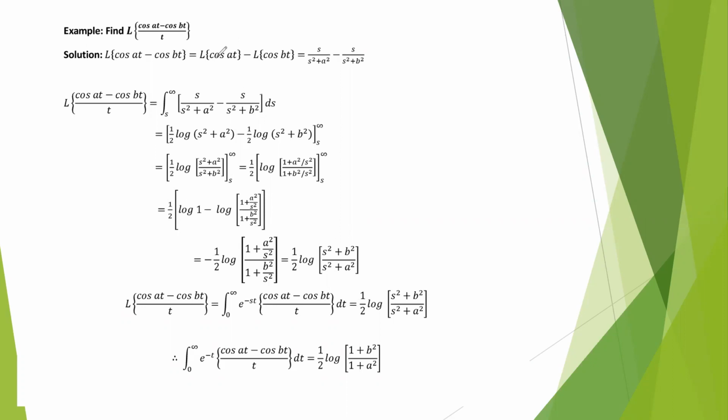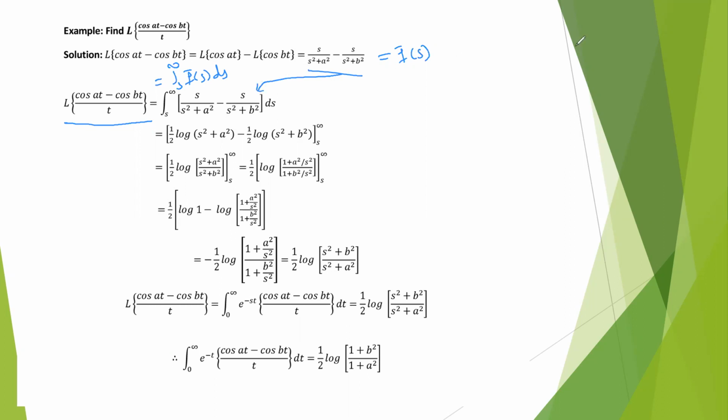Again, we have utilized the linear property so that we got f bar of s. Whatever we got, that is s by s square plus a square minus s by s square plus b square, becomes the f bar of s. So according to the formula, the Laplace transformation of (cos at minus cos bt) by t is written as the integration over s to infinity of f bar of s ds, where this f bar of s is nothing but this entire thing. So this is replaced here.